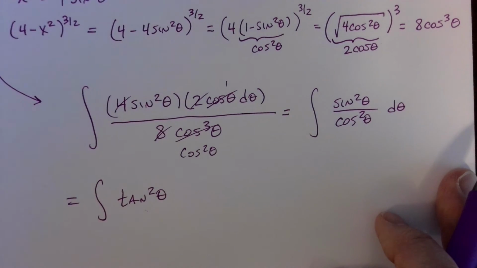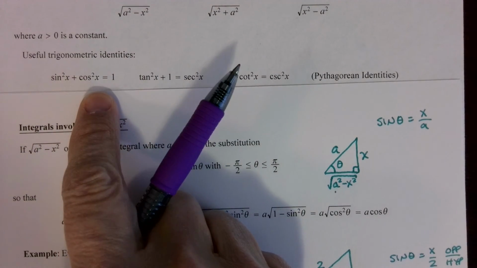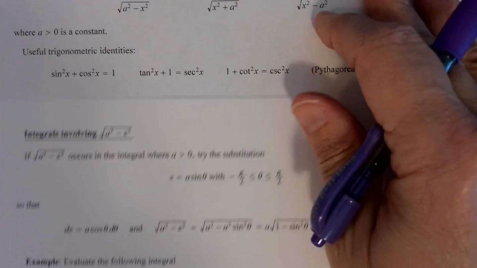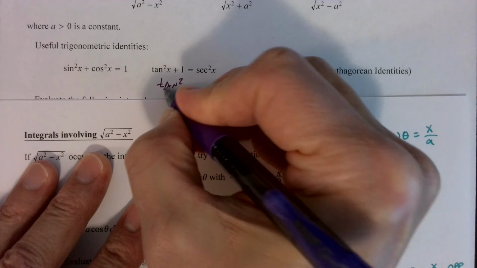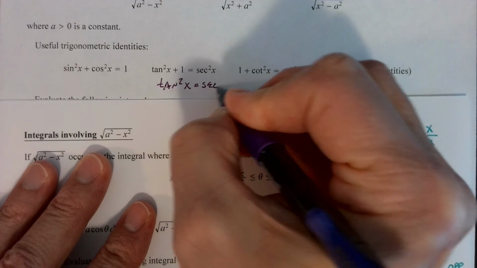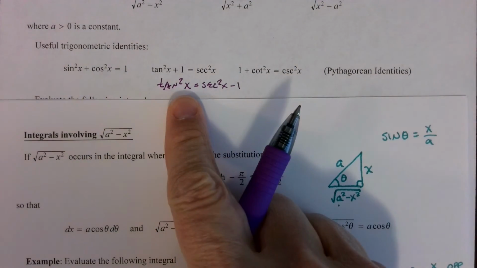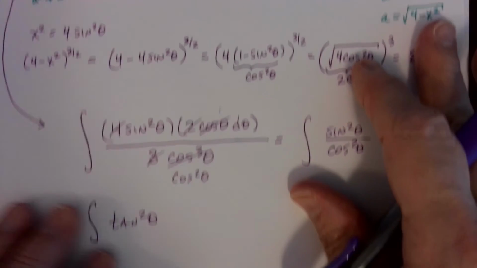We use the sine squared theta and cosine squared theta 1. Right? Sine squared theta plus cosine squared theta is 1. Here, tangent squared theta plus 1 is secant squared theta. So notice if I subtract 1, tangent squared x is what? Secant squared x minus 1. That'll be an important relationship. So I'm going to replace tangent squared theta with secant squared theta minus 1.